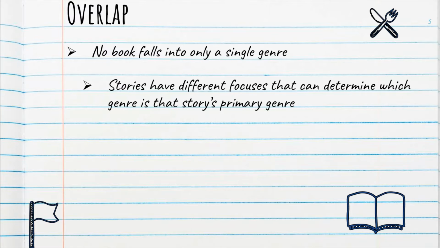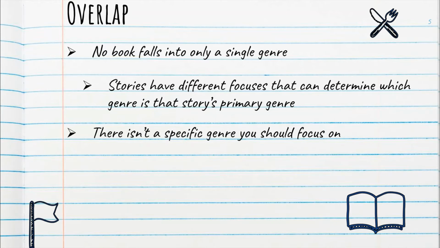Now, stories do have different focuses that determine which genre is that story's primary genre, like how we would categorize it in a bookstore or in a library, right? But every story has more than one. And it's interesting because some books are more known for one genre than another. One story that has similar elements to another story might be labeled an action adventure, whereas the other one, which has, like I said, similar elements to it, might be labeled as a fantasy, even though they both have both elements.